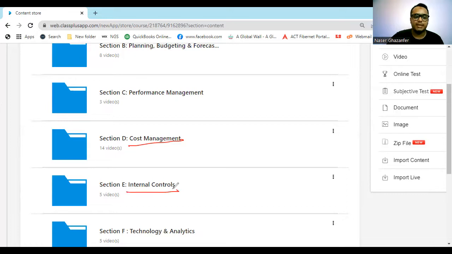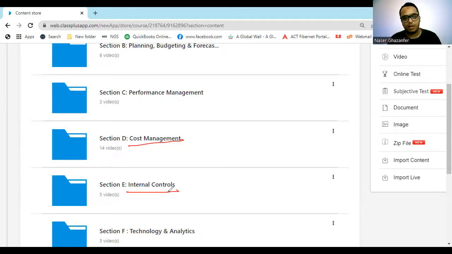Then coming up towards internal controls, this is talking about governance, risk, compliances, internal controls, and governance with it. And it's going to be completely theoretical. There won't be any problems in here, but in the above four, there are a lot of problems and a mixture of it. But section E is going to be completely theoretical.